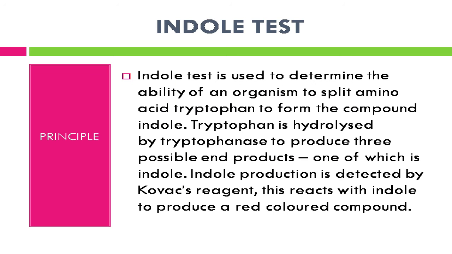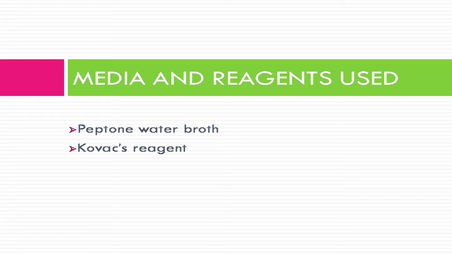Indole test. The indole test is used to determine the ability of an organism to split the amino acid tryptophan to form the compound indole. Tryptophan is hydrolyzed by tryptophanase to produce three possible end products, one of which is indole. Indole production is detected by Kovac's reagent. This reacts with indole to produce a red-colored compound. Media and reagents used: peptone water broth and Kovac's reagent.